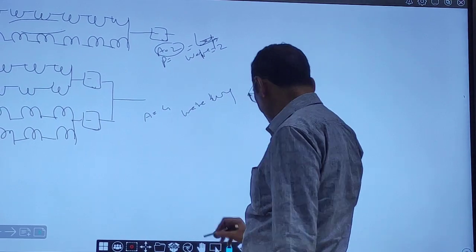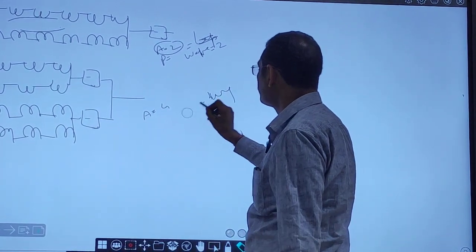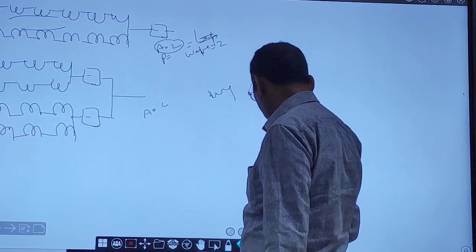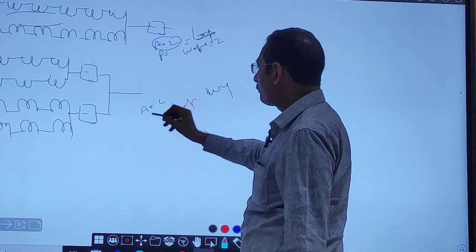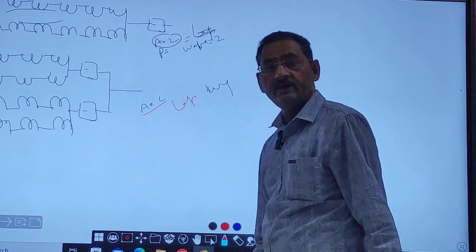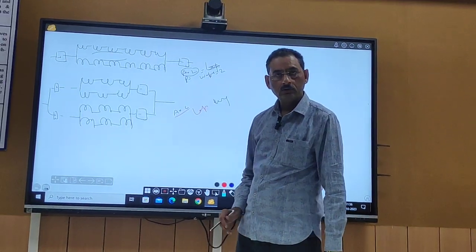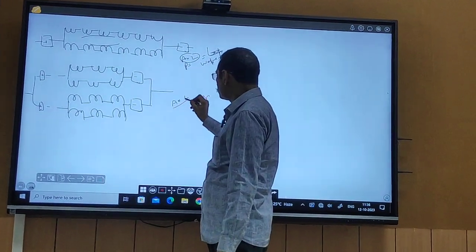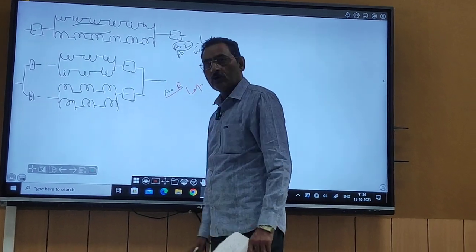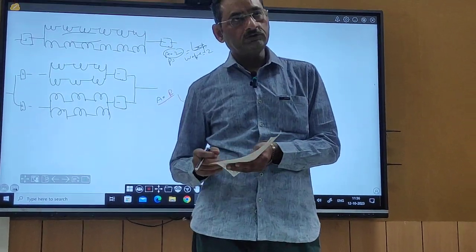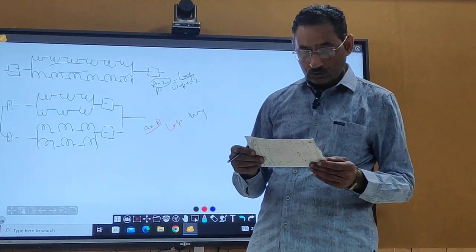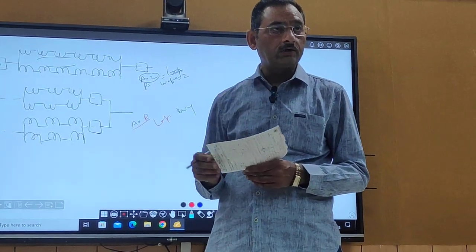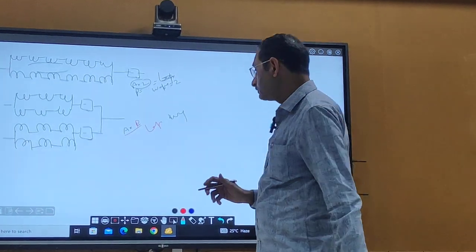And in case of a lap binding, number of paths is equal to A, where A is the number of poles. A is equal to P. तो अगर 4 पोल मशीन है, if it is a 4 पोल machine, this can be like this. देखिए, and now we go ahead. अब इसको और समझने की कोशिश करें. अभी तक हमने क्या किया था?